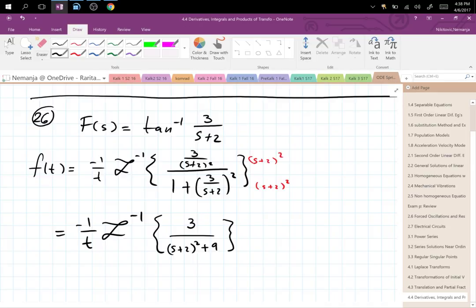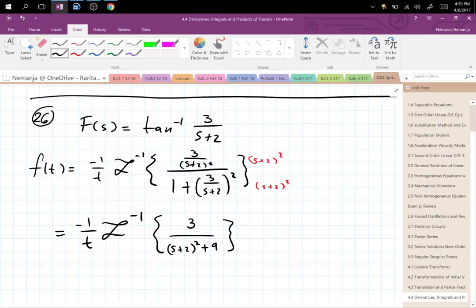But isn't this just a shifted sine? Right? This is a shifted sine. So e to the 2t, and then you have a 3, and you have the sine of 3t. Oh wait, no, never mind. No, 2, right? Yeah, because that's plus 2.